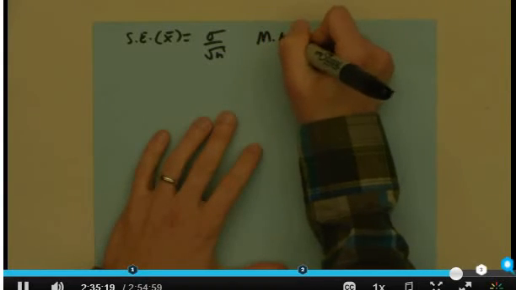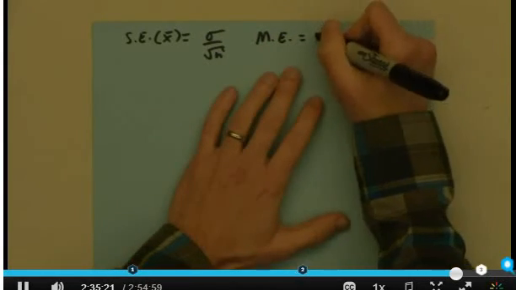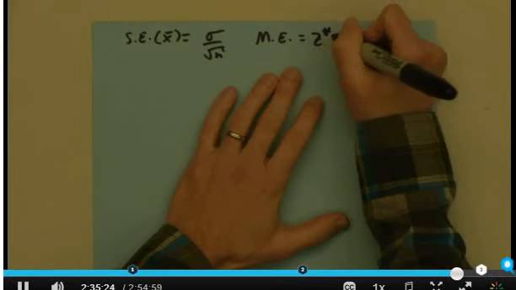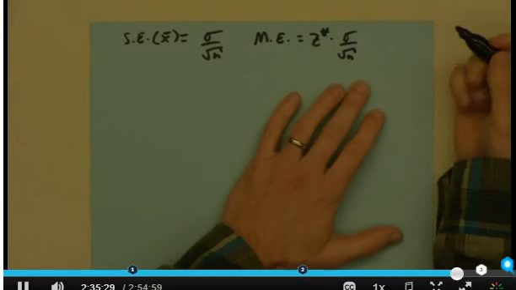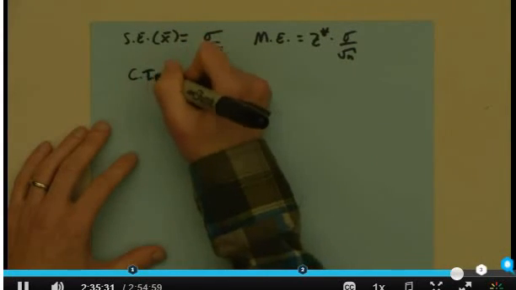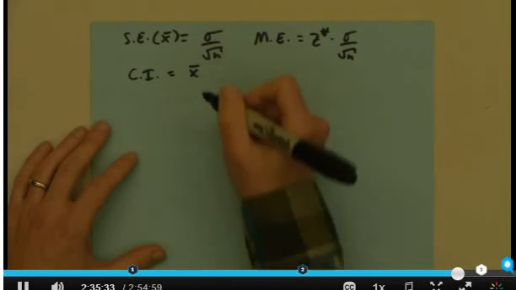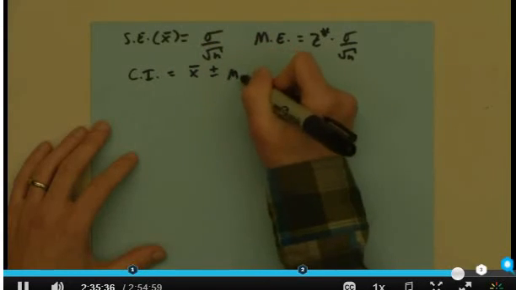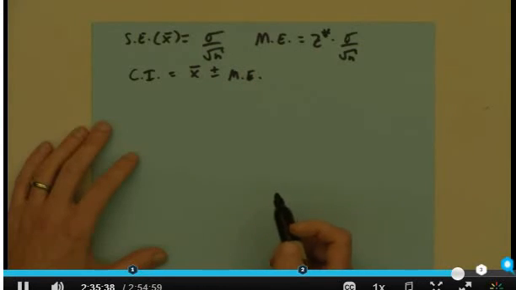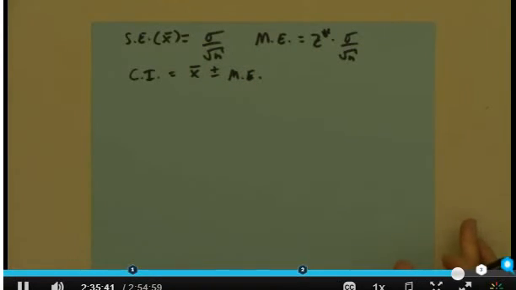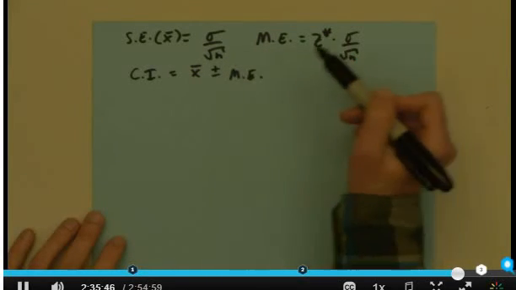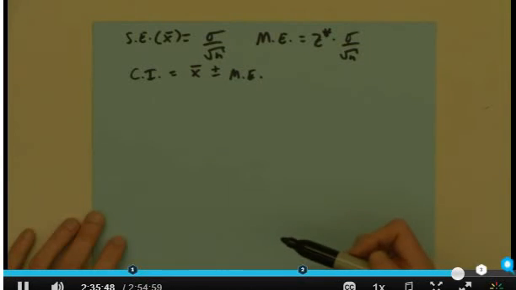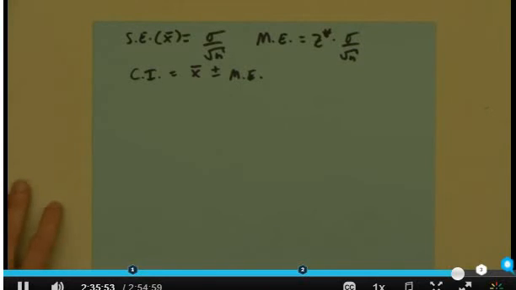And I know that my margin of error is my critical score times sigma over the square root of n. And I also know that my confidence interval from that is my observed sample mean plus or minus the margin of error. Alright, so those are the three formulas I'll need to use. In order to evaluate these, I need to find sigma, n, z star, and x bar. Alright, so let's look back at the slides and see if we can collect that information.